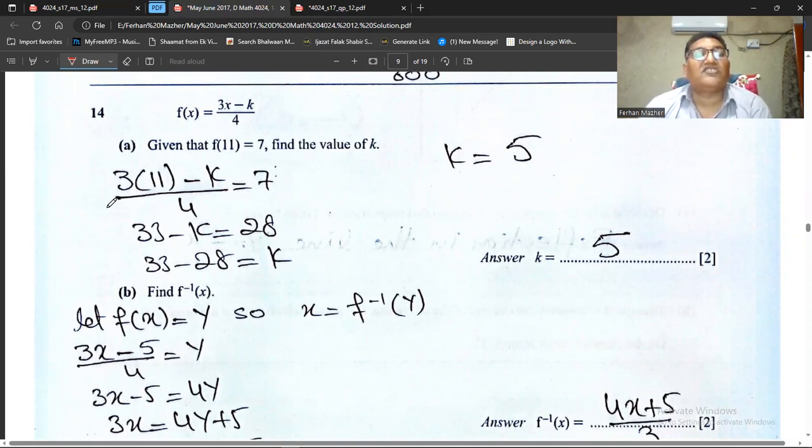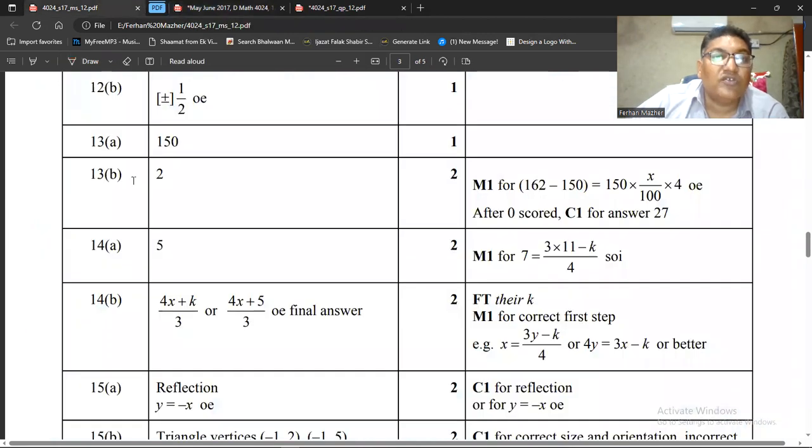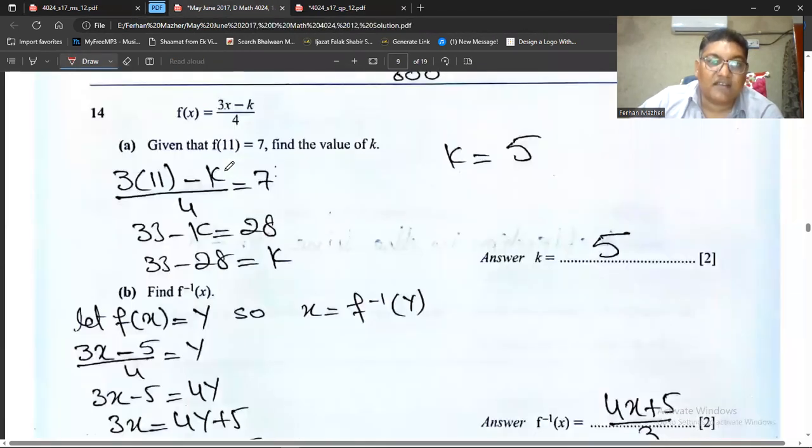So 33 minus k will be equal to 28. So 33 minus 28 is equal to k, and k will be equal to 5. The k will be equal to 5, and our answer is right.